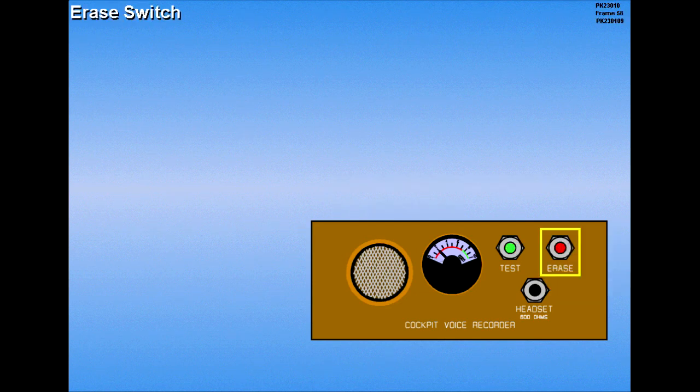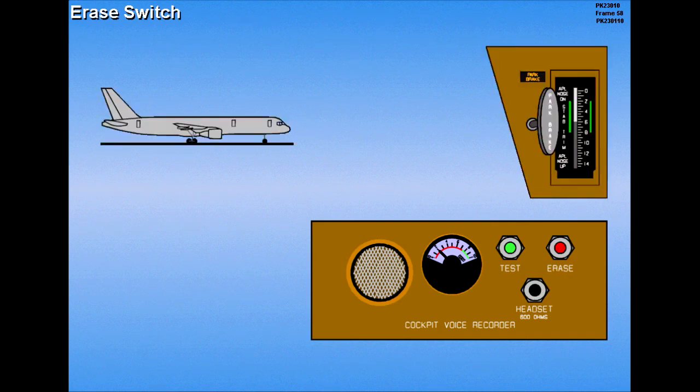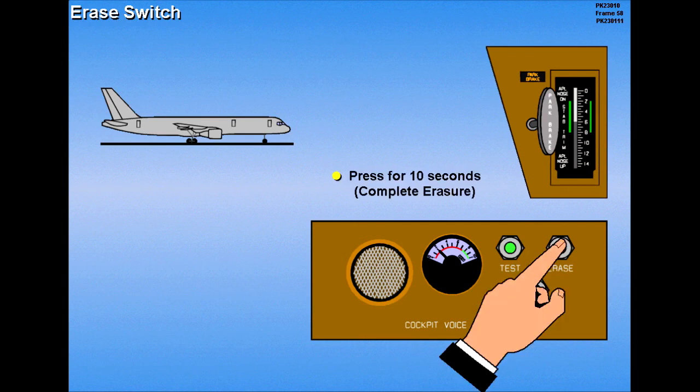The erase switch is used to erase the voice recorder. The airplane must be on the ground with the brakes set, and the button pressed and held for 10 seconds to erase the recorder completely. Now let's try a question.